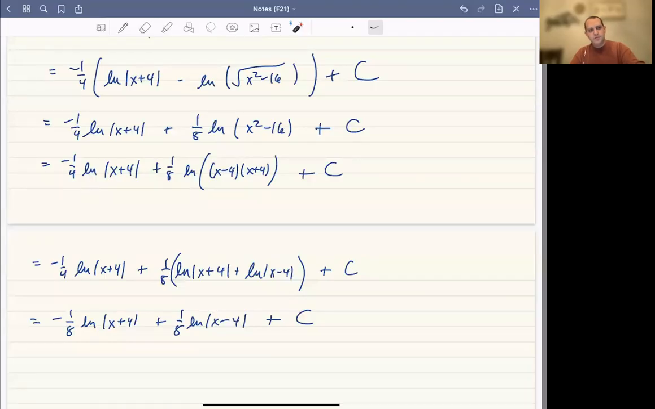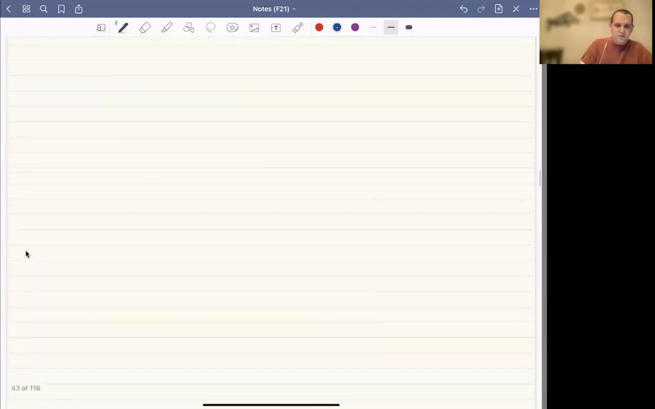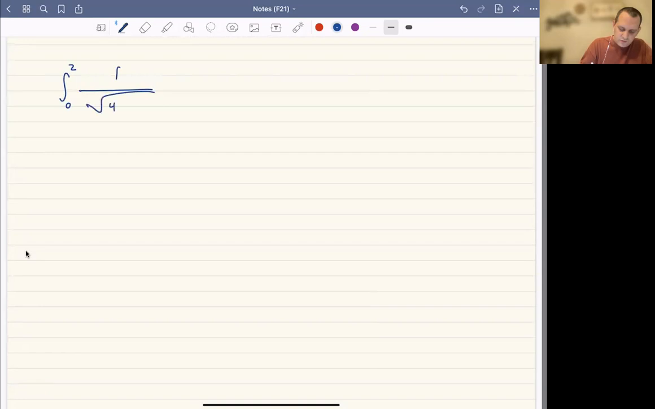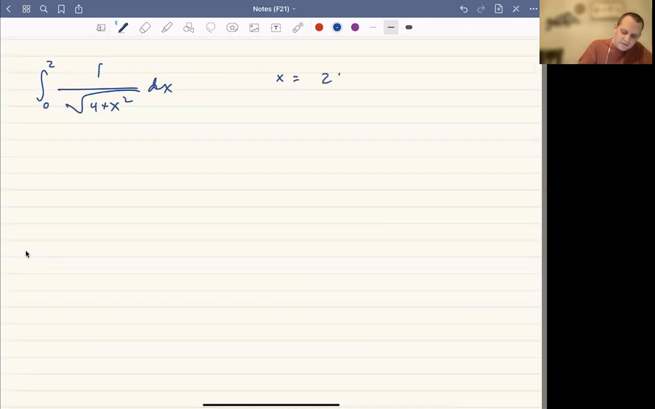All right, the next example I want to do is look at the following definite integral, and I want to show you how definite integrals work with trig substitution. So I want to look at the integral of 1 over the square root of 4 plus x squared from 0 to 2. And here we're going to substitute x as 2 tangent theta, so dx is 2 secant squared theta d theta. And then we're also going to change the bounds. This is a substitution problem after all.